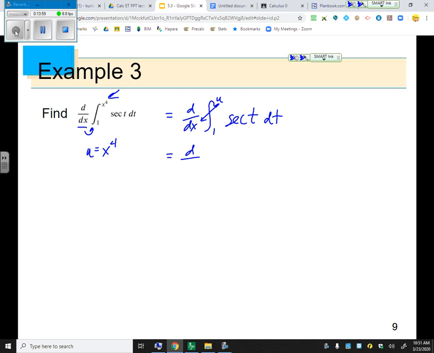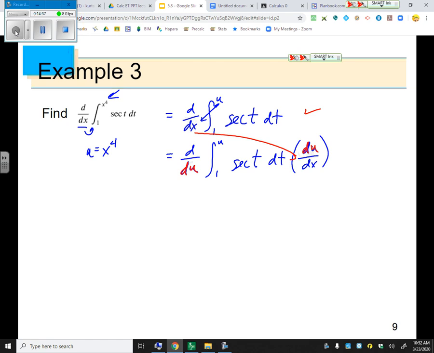So I'm actually going to take the derivative with respect to u of the integral from 1 to u of secant t dt, and then multiply the whole thing by du over dx. So I actually did not change the value of what I just previously wrote up here, because all I did was multiply by du over du. And I just moved this dx back here to the end.